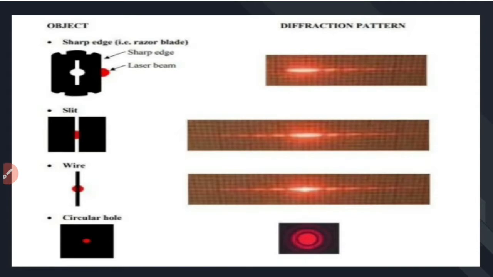As you can see, we have first one as sharp edge of a razor blade, and you can see the diffraction pattern when laser beam is used. Then comes the slit. Third one is for wire, and fourth one is for a circular hole. So on comparison, we can see that in the case of circular hole, the diffraction pattern obtained is circular in shape.